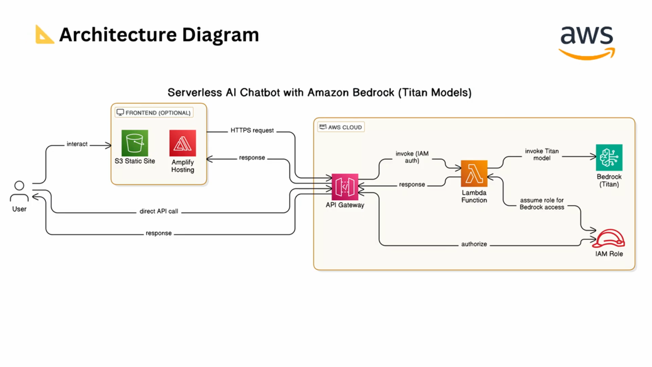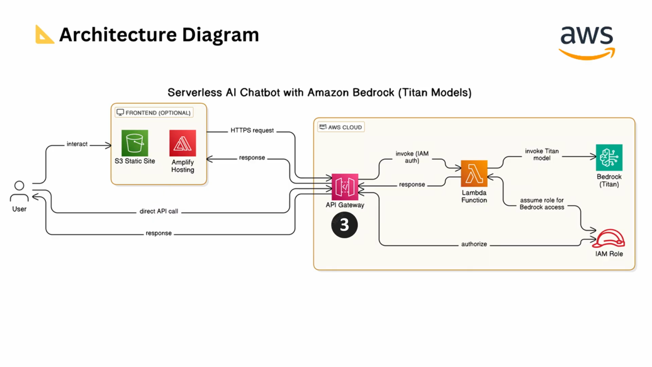I highly recommend creating a diagram before initiating any project. This approach helps you identify all the necessary components, get a comprehensive understanding of the tasks ahead, and simplify the implementation process. So here is the architecture diagram for this project. A user interacts with a chatbot through a front end, such as a static website hosted on Amazon S3 or through AWS Amplify hosting. Then a user sends a message like a chat prompt. That message is sent as an HTTPS request to an API Gateway. And here, if there is no front end, you can also call the API directly from a platform like Postman.